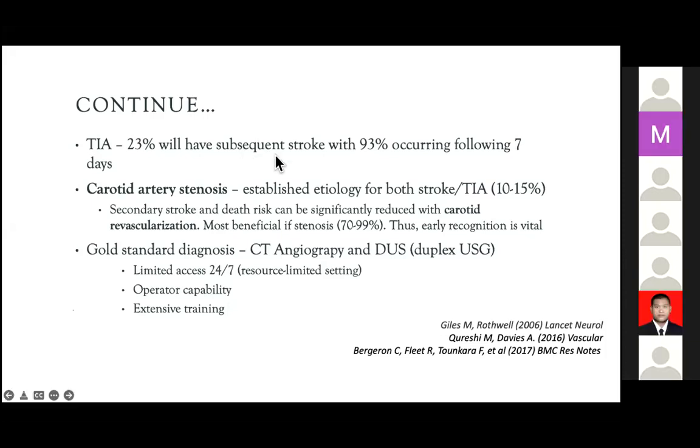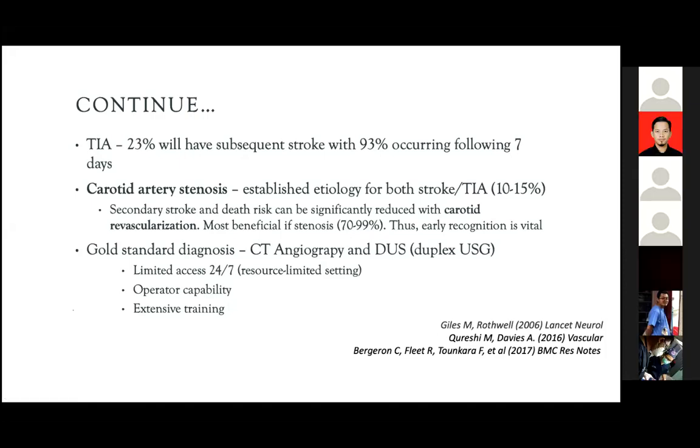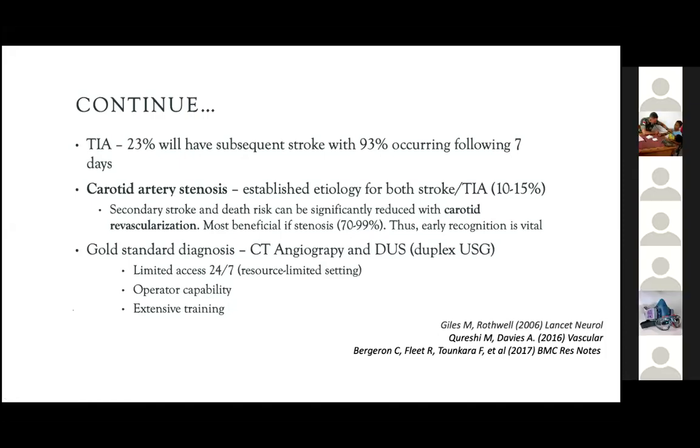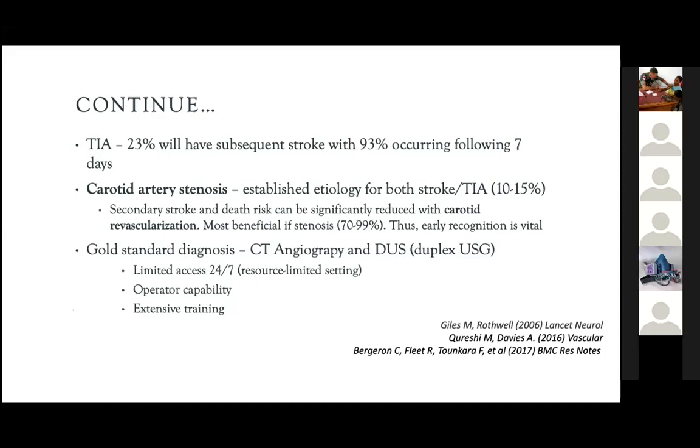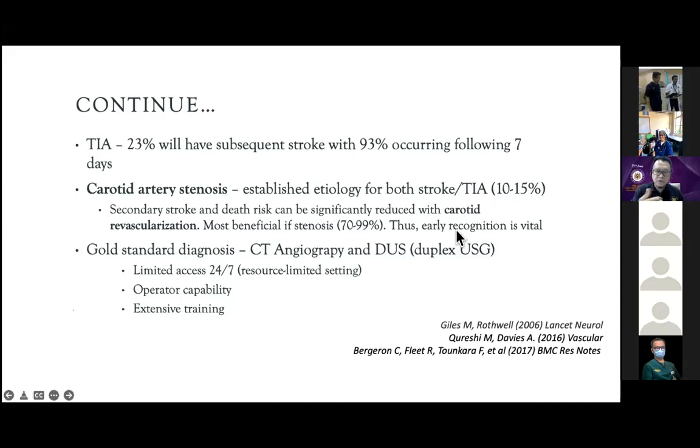And it is most beneficial if stenosis is more than 70%, meaning severe stenosis. If we can detect early and send early for intervention, we can markedly reduce the death risk. This early recognition is vital for us when a patient presents to the emergency department.